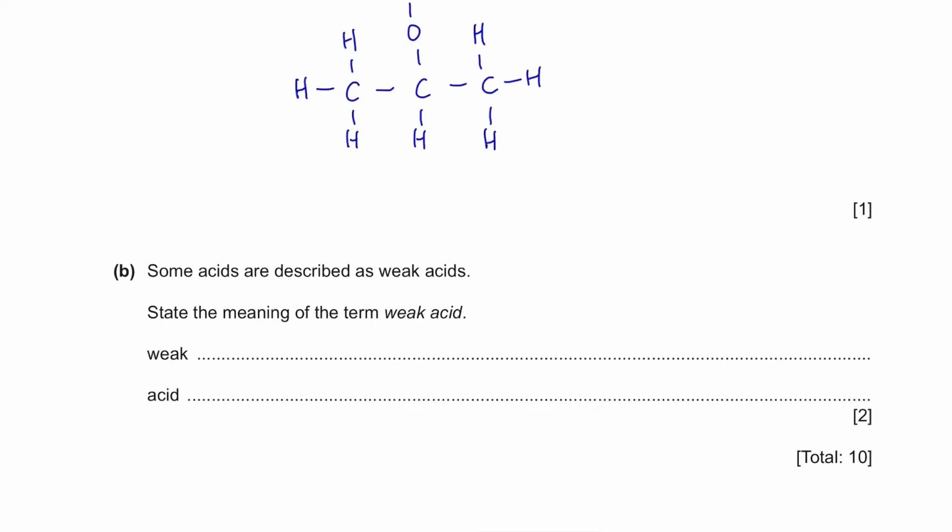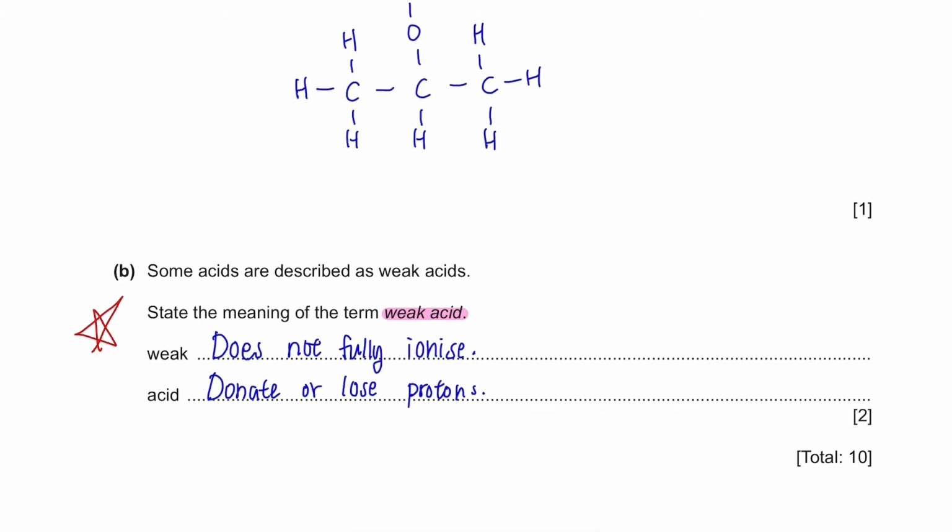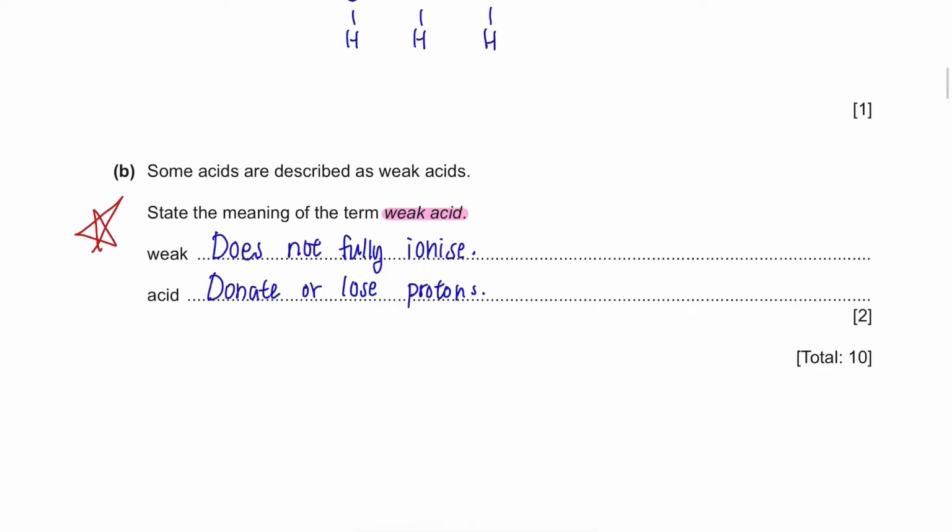Part B. Some acids are described as weak acids. State the meaning of the term weak acid. So the word weak means that it does not fully ionize. For strong acids, they will ionize completely, but for weak acids, they don't. Then the word acid means that it donates or loses protons. This is also a very common question, so make sure you memorize this.